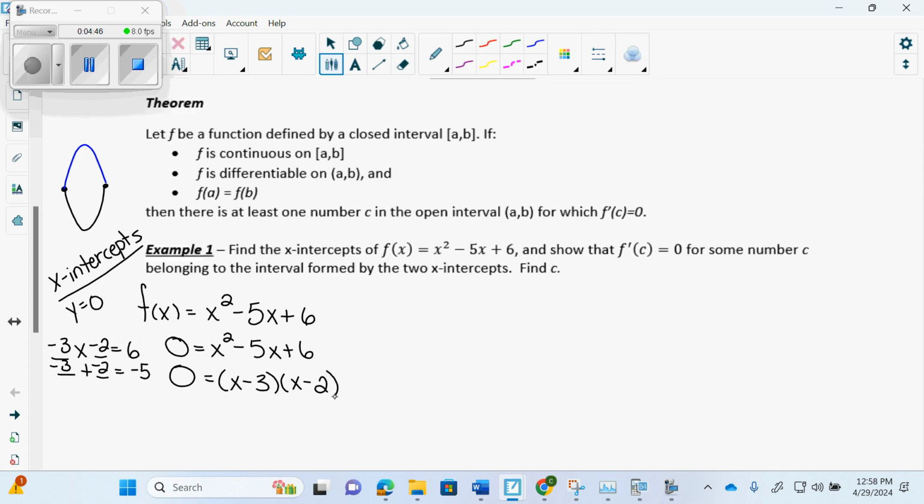Could I do y equals 1 instead of y equals 0? Yes. I could do y equals 1, or I would have to use the quadratic formula. I could do y equals 2, y equals 3, y equals 4. But as long as the graph cuts through, that's good. So I'm going to do x-intercepts because it's the easiest.